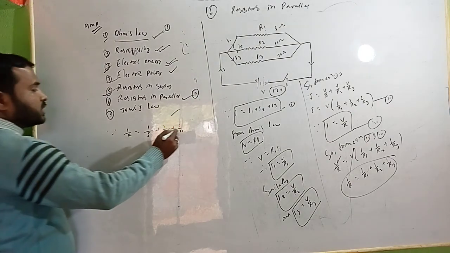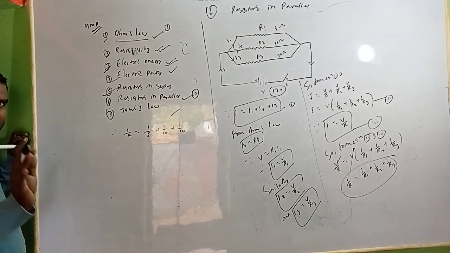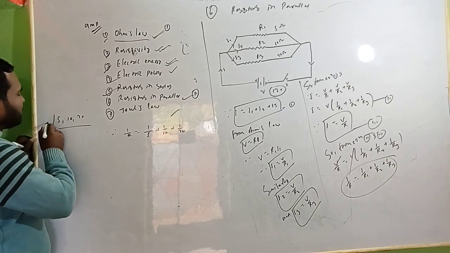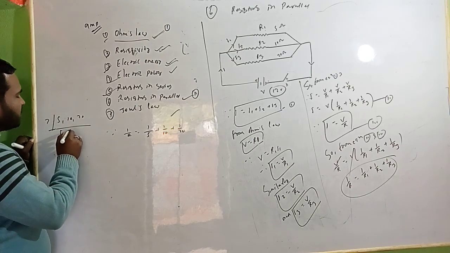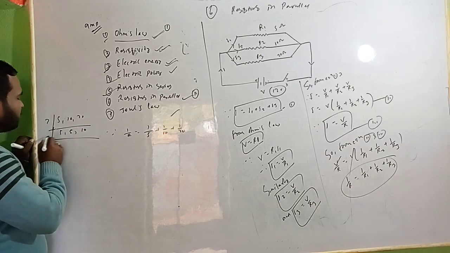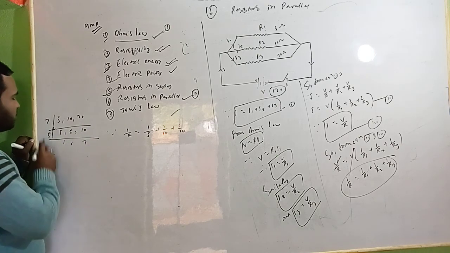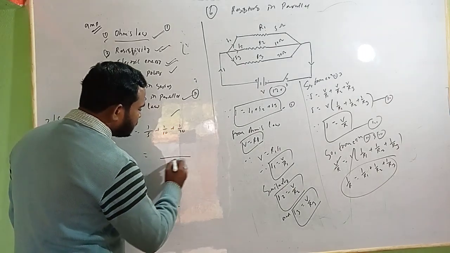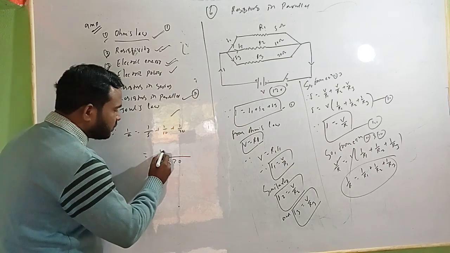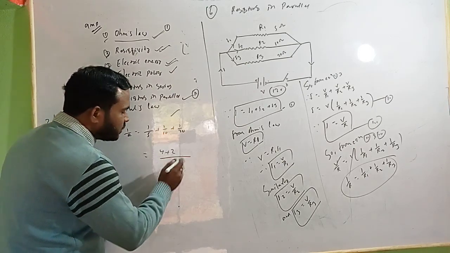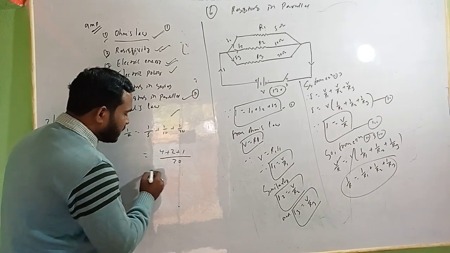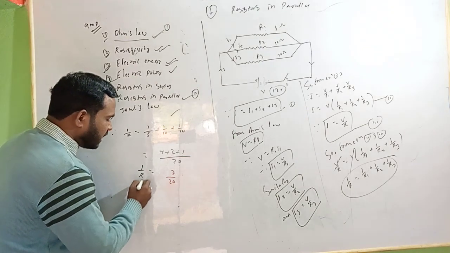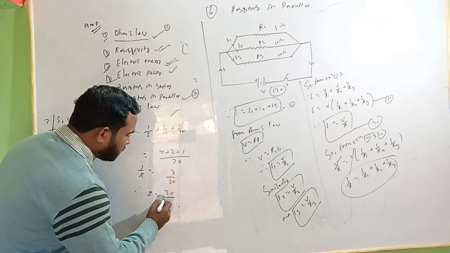How will you find it? First you take the LCM. For 5, 10, 20, dividing by 5 gives 1, 2, 4, so multiply to get 20. Then 20 divided by 5 is 4, 20 divided by 10 is 2, and 20 divided by 20 is 1. So it is 7 by 20. That is 1 by R. Therefore R is equal to 20 by 7.